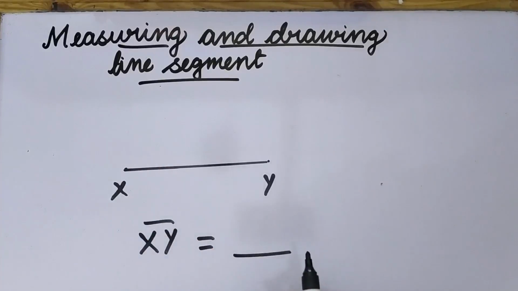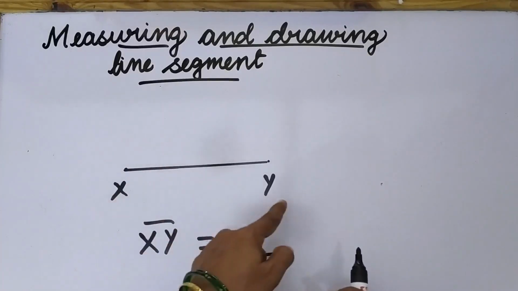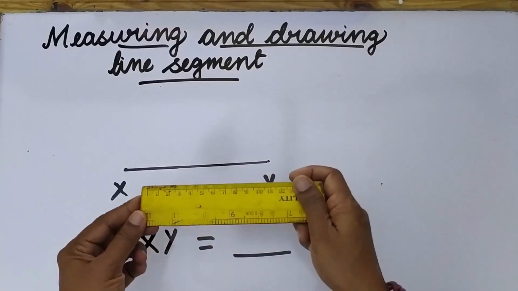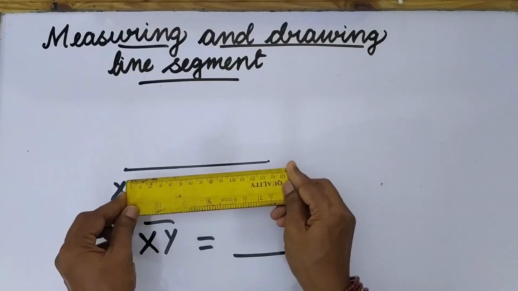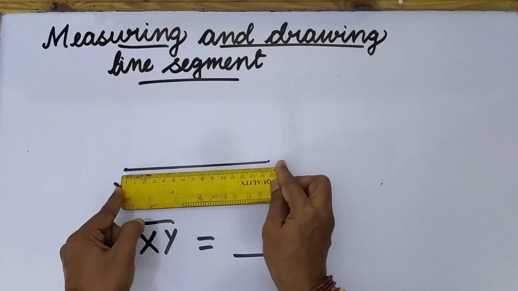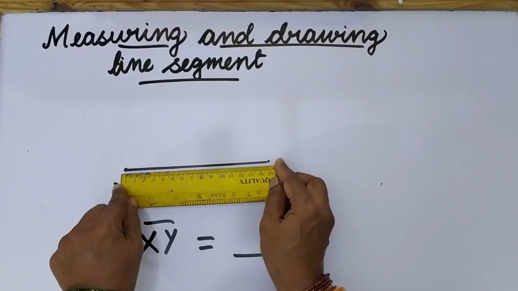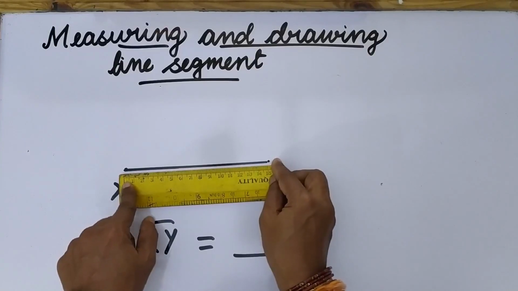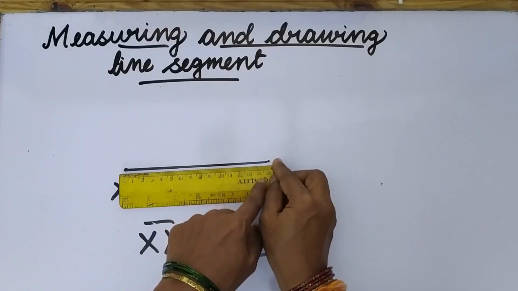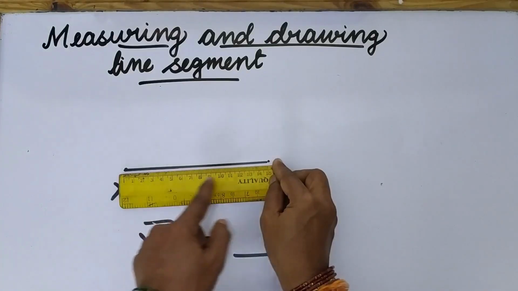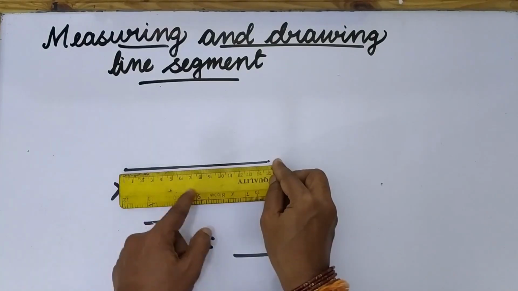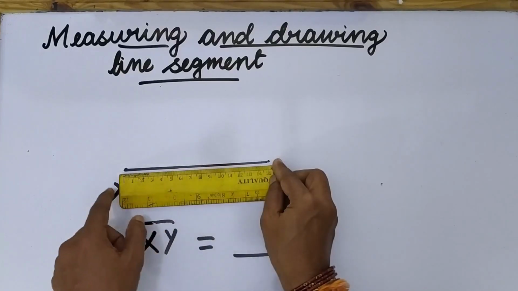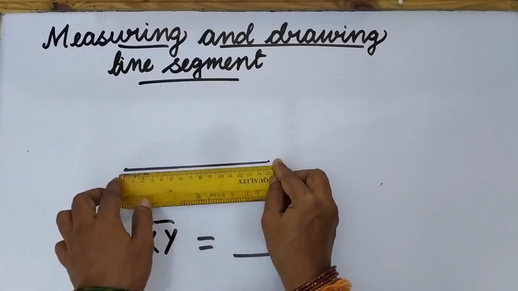Alright, then how to measure the line segment? Here we have the line segment XY. What to do? We need the ruler or scale to measure the length of the line segment. At one end point we need to keep where it is marked 0 and keep on counting to where it ends. Here we have 15. So, what's the length of the line segment? So, this side it is centimeter. So, the length of the line segment is 15 centimeter.